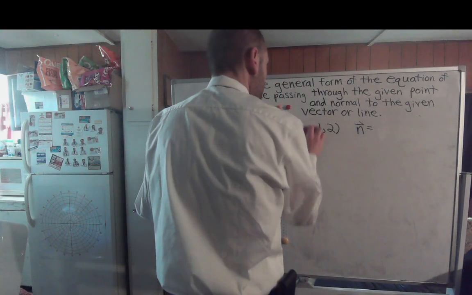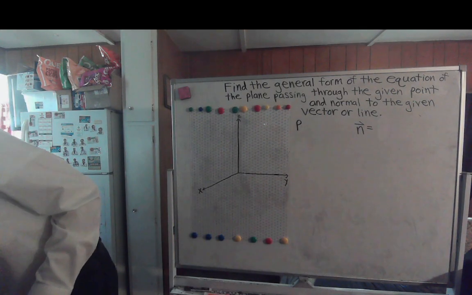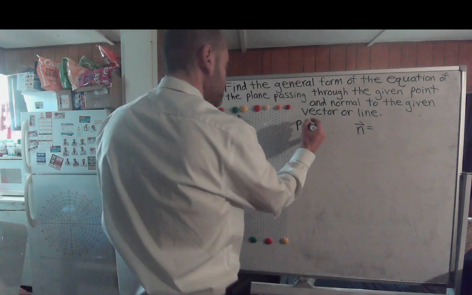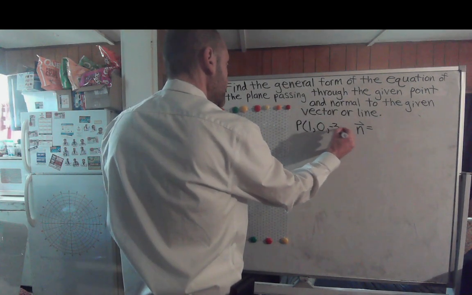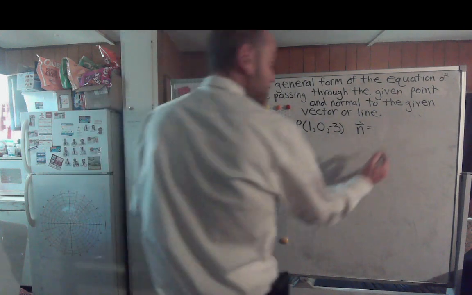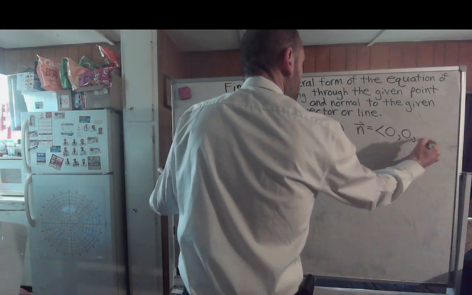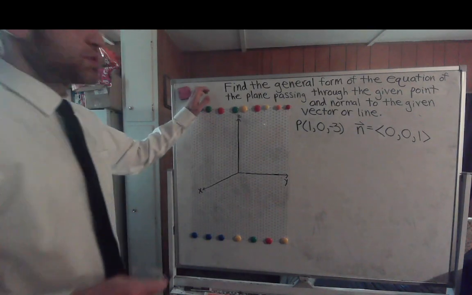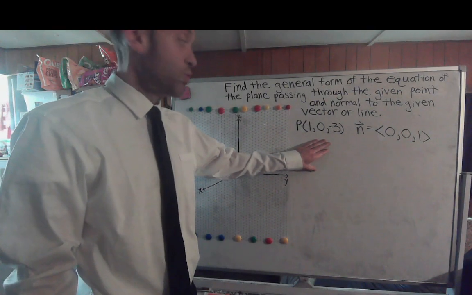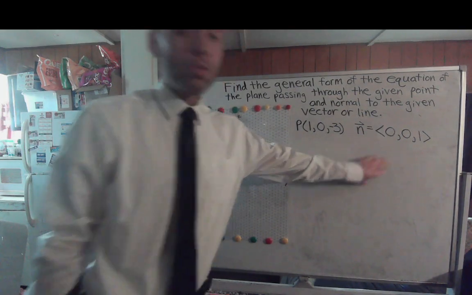Let's see what we got now. This particular plane is going to go through the point 1, 0, negative 3, normal to the vector 0, 0, 1. So this plane goes through point P, which has ordered triple 1, 0, negative 3, normal to the vector 0, 0, 1.